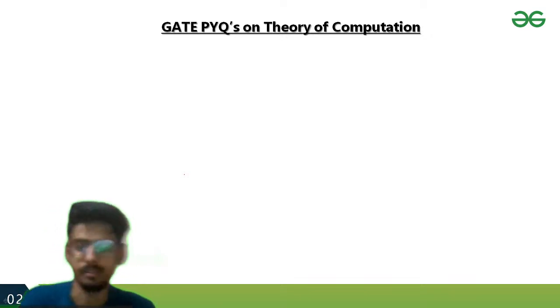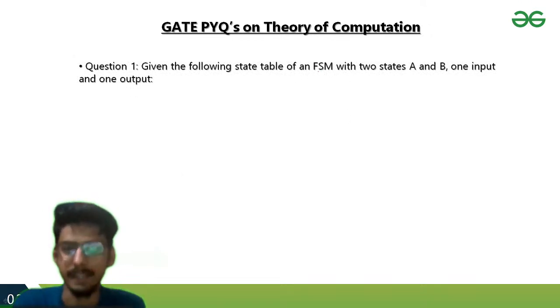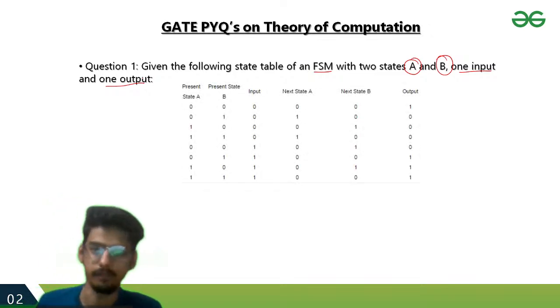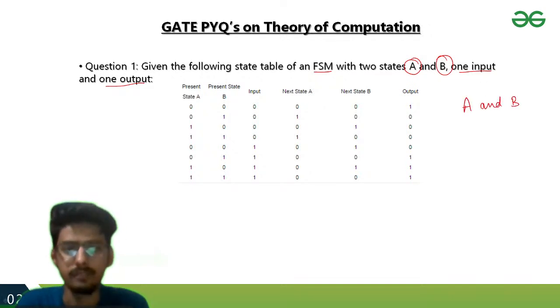Here's that question. It says that given the following state table of a finite state machine, FSM basically means finite state machine, there are two states, A and B, one input and one output. This is the finite state machine table which is given to you. This is the state table, telling me the present state. So you have A and B, and both of these together will define one state.